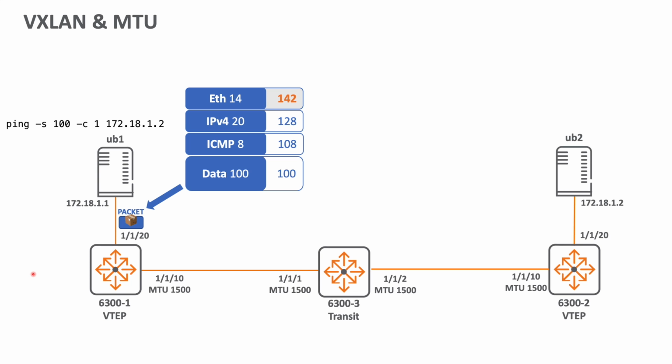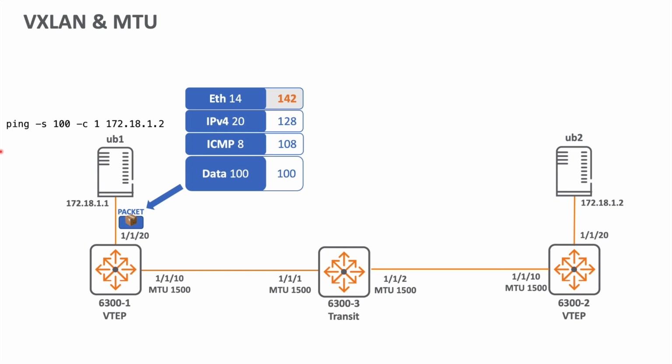To illustrate what's going on with VXLAN encapsulation and MTU, with the changing of the packet sizes, I've created this series of diagrams, the basis of which is a 3-switch and 2-server network. The servers are Ubuntu servers, and they're acting as the client side. Then we've got 6300-1 acting as a VTEP. -2 is also a VTEP, and I've got this transit switch here which is acting as a layer 3 gateway with a VXLAN going between the two VTEPs.